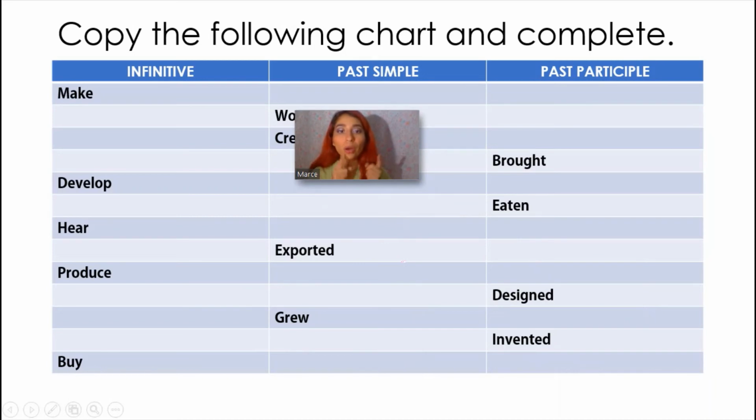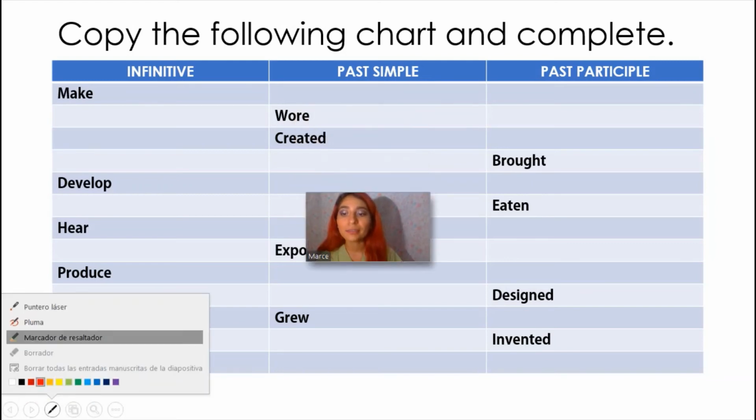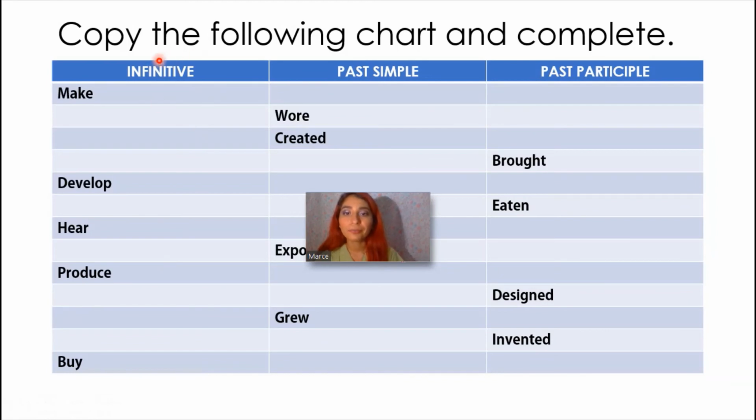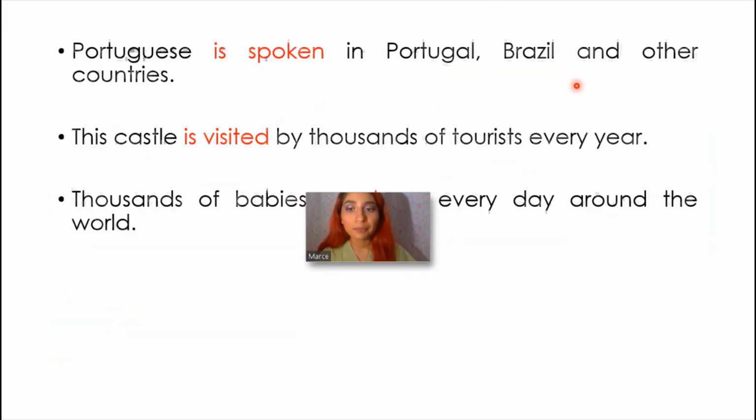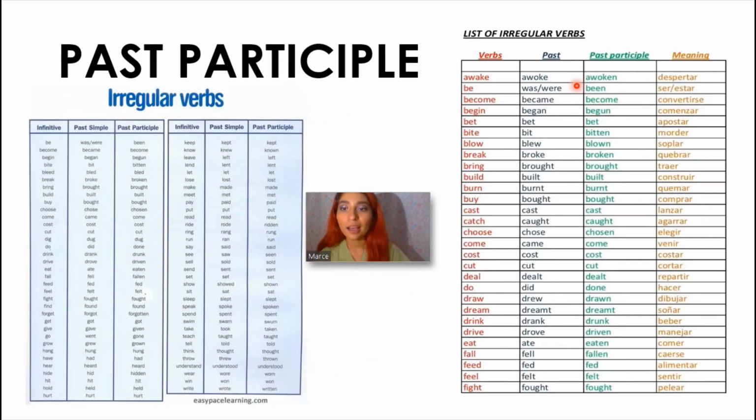I need you to copy this in your notebooks, okay? I don't want you to do it on the computer or on the cell phone. I want you to take your notebooks and copy the chart. The instruction says, copy the following chart and complete. You have, on this side, infinitive, past simple, and past participle. This chart is similar to this chart. Infinitive, past simple, and past participle. Okay?